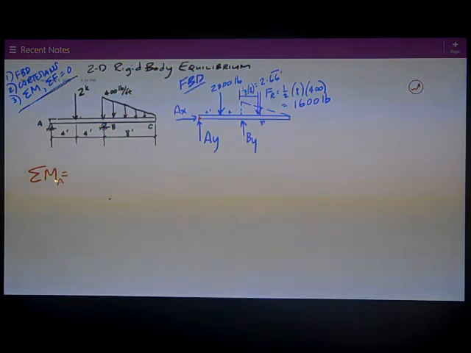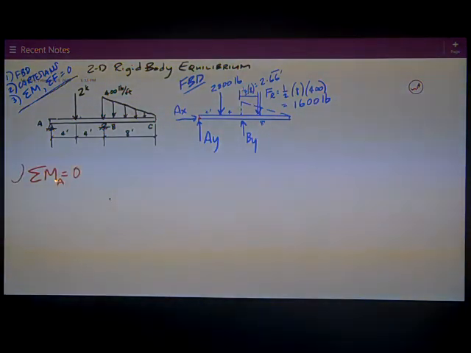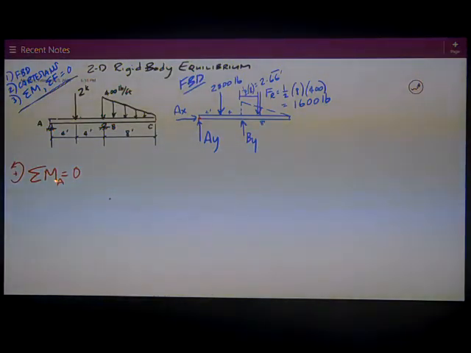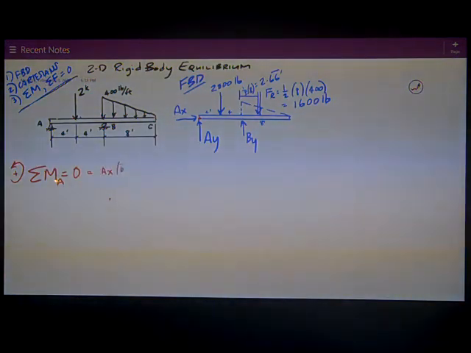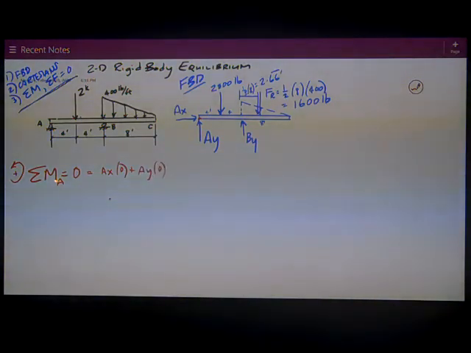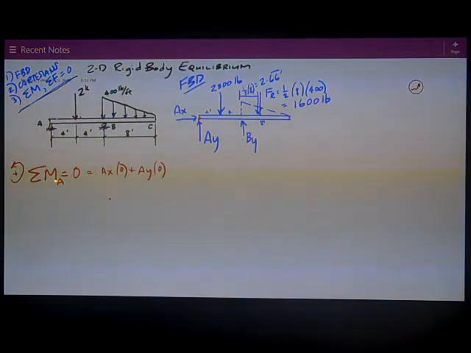Sum of the moments I'm going to sum about point A. I need to show what my sign assumption is. I'm going to assume that any moment about A that's counterclockwise is positive. I show that. And now I start writing my equations. Well, I don't have to deal with AX or AY because they intersect it and I move to the left. They have a 0 distance to point A. I keep on going to the right on my free body diagram.